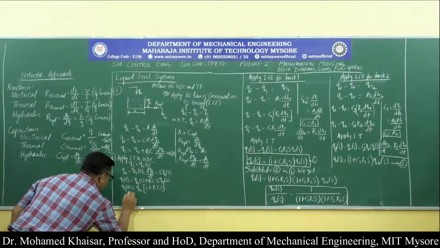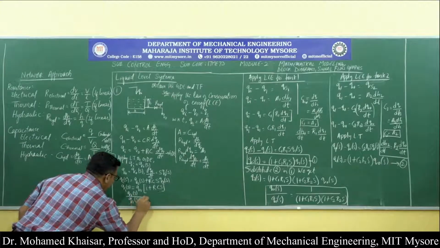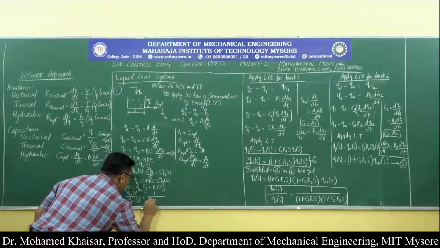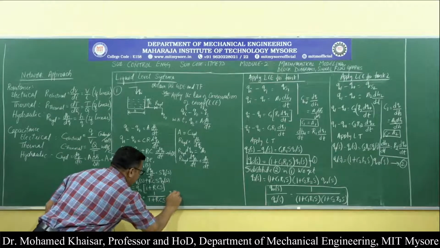Now if you cross multiply, what you get over here is 1 by 1 plus RCS. This is the transfer function.